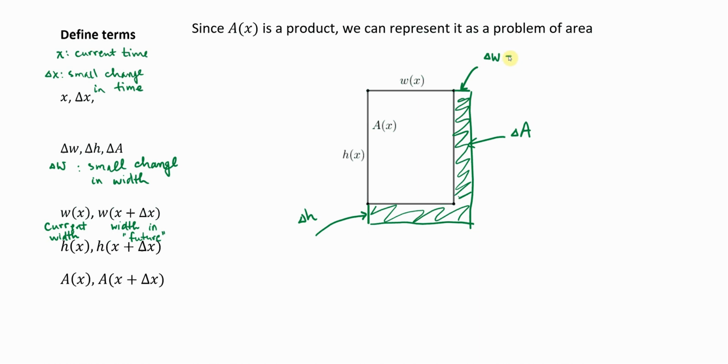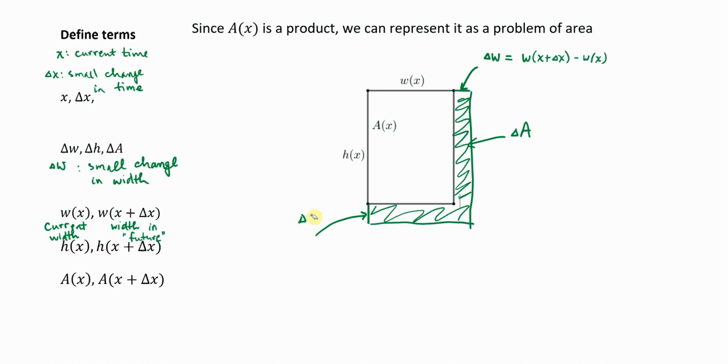Well, delta W, in other words, a small change in the width, is really just equal to the width in the future, W of x plus delta x, minus the current width, right? So whatever the width is after it grows a little bit, minus the current width, gives you how much the width has changed. Okay.